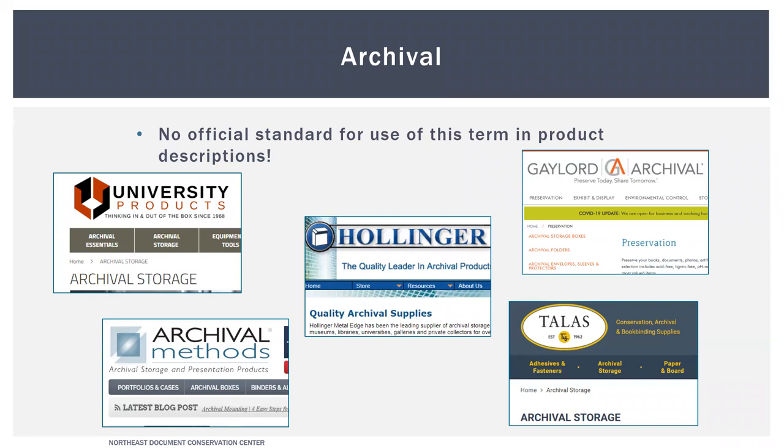Vendors, and even I, use the term archival as a shorthand way to suggest that products are stable and suited for long-term use. So while the term archival alone is not enough for you to be sure about the quality of a product, it can lead you to sources that will have appropriate materials. From there, you need to keep digging for more information. You see on screen some of the most common sources for archival products, including Gaylord Archival, University Products, and Talas. I've included links to their websites in your resource guide in case you'd like to explore that a little bit more.